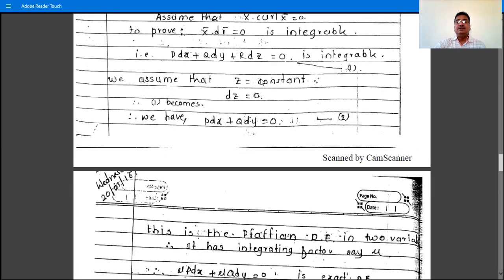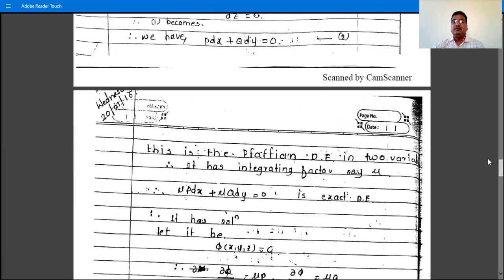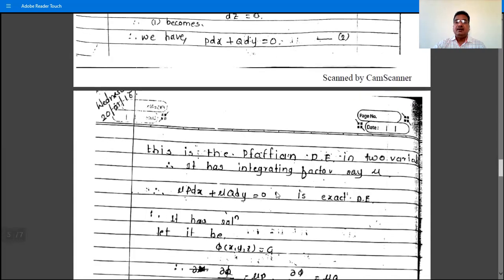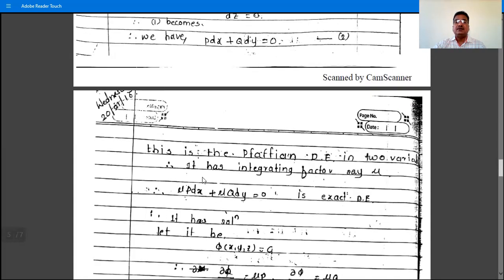So we assume that z is equal to constant. Treat z as a constant, so dz is equal to 0. Actually, this is Nathaniel's method: treat z as a constant, and then dz is equal to 0, and therefore equation 1 becomes P dx plus Q dy is equal to 0. This is the Pfaffian differential equation in two variables, and we know that every Pfaffian differential equation in two variables is integrable, has a solution.